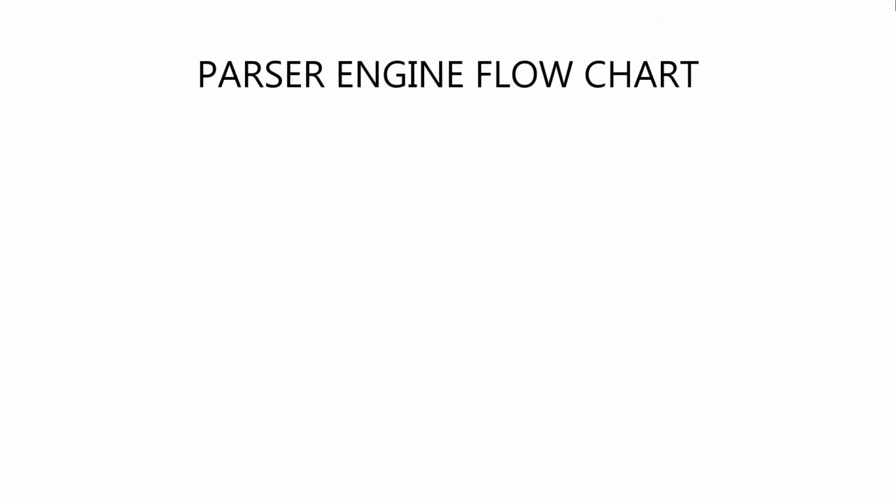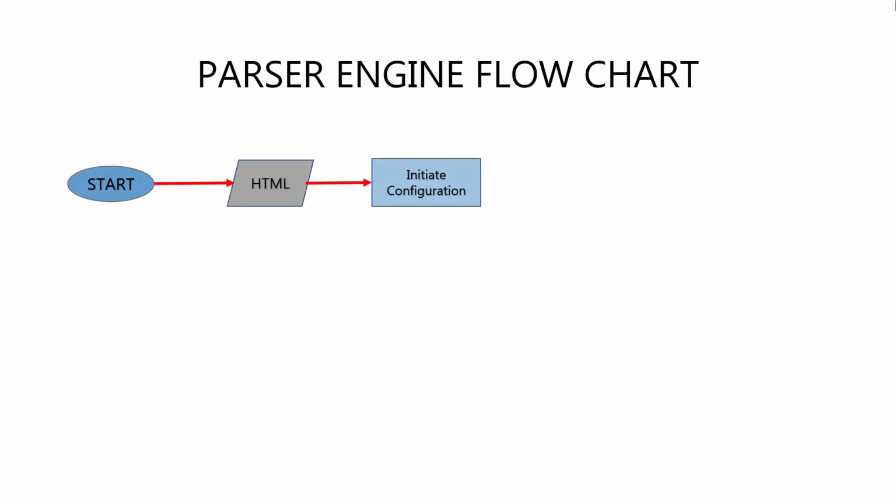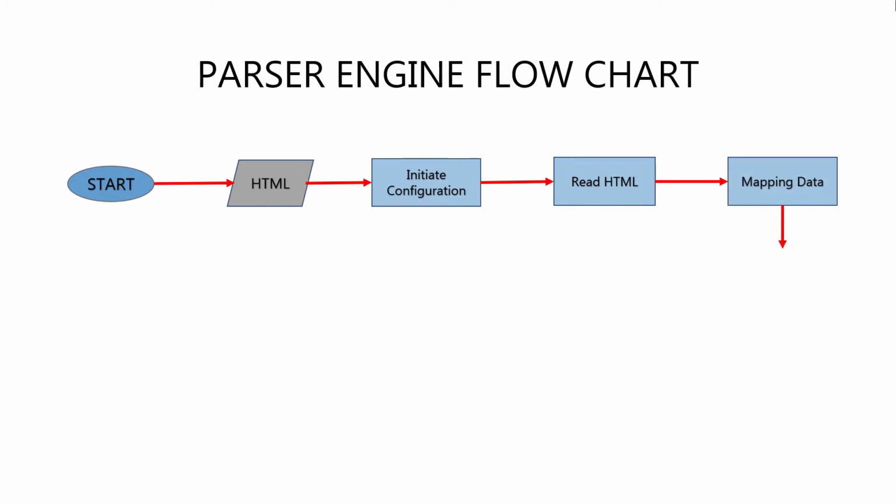This is a flowchart from the code of parser engine. The process will parse HTML to JSON. Starting from input the HTML, then continue to set up all the requirements needed to initiate the configuration step. Next step is to read HTML, mapping data, and parsing data. After that, create directory to save the result.